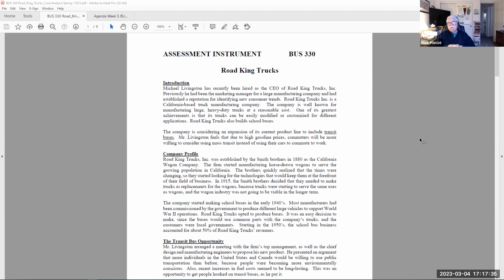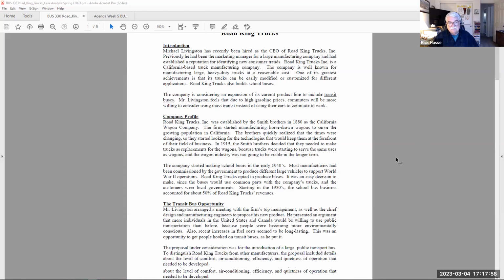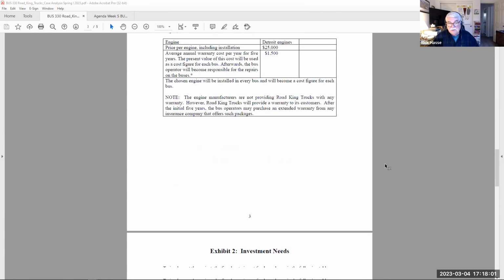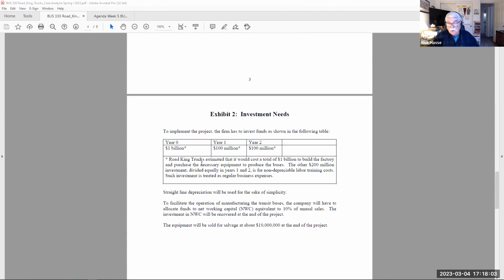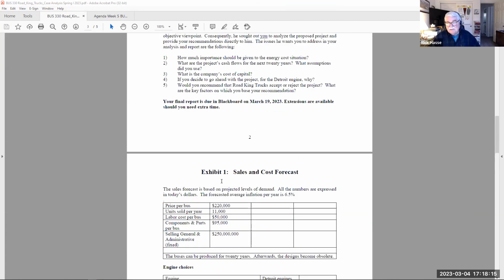So this Road King Trucks case is to be a financial analyst for this company. Based on this information, they want to change their business model to developing a bus, a commuter bus for their company. And they have a cost of which you'll see the variables, and they want you to determine, is this investment of, let me show you the investment, of $1 billion is the investment in this product. Is this investment going to be worthwhile for this company based on the data provided in this case?